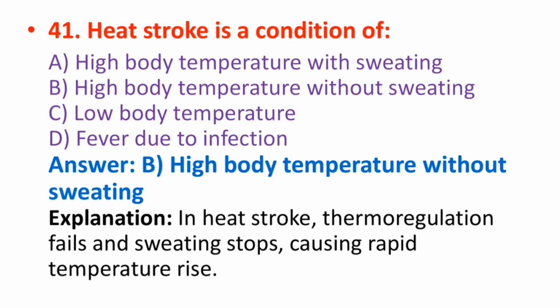Heat stroke is a condition of option A high body temperature with sweating, option B high body temperature without sweating, option C low body temperature, option D fever due to infection. The correct answer is option B. In heat stroke, thermoregulation fails and sweating stops, causing rapid temperature rise.